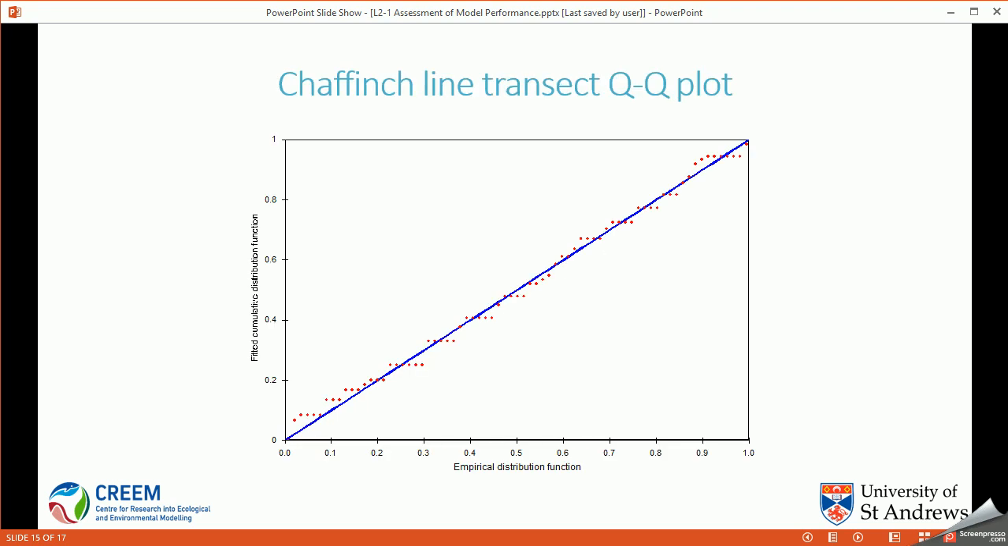So here's the QQ plot for those Chaffinch data that we looked at before, and it looks like a pretty good fit. Most of those red dots are close to the blue line, being the 45-degree line, what we expect, and where the dots would fall if we had absolutely perfect fit. So visually it looks like quite a good fit.